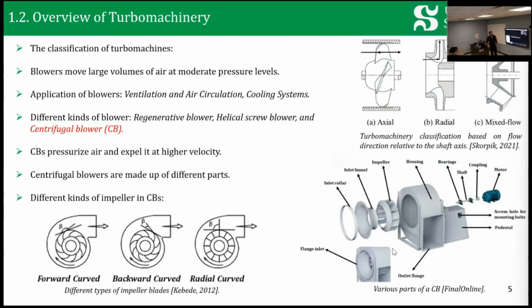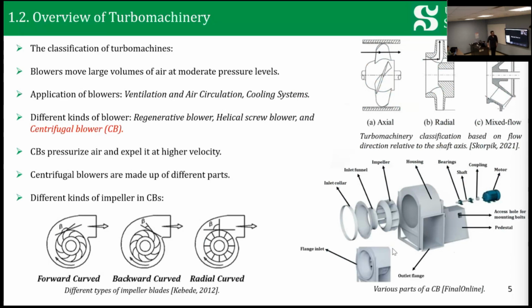Turbomachines can be classified based on flow paths relative to the rotational axis. In axial turbomachines, the flow enters and exits parallel to the rotational axis. However, in radial ones, the flow enters parallel to the rotational axis and then undergoes a 90-degree turn. In mixed flow ones, the flow exits at an angle that is between 0 and 90 degrees.